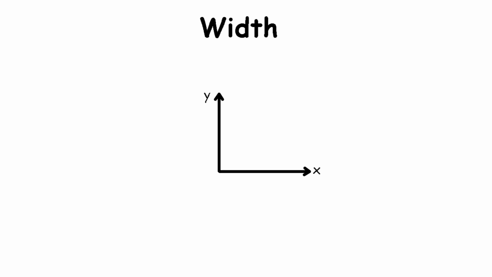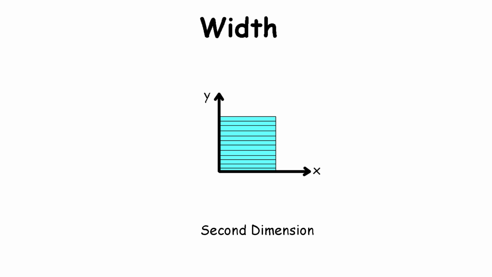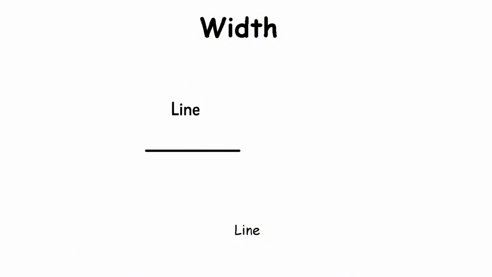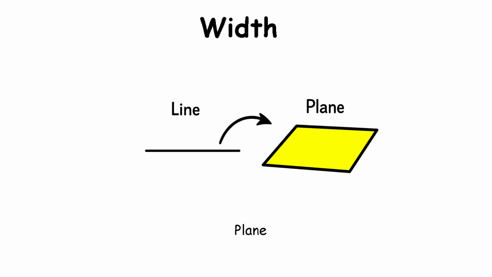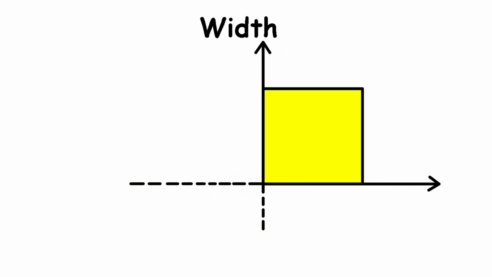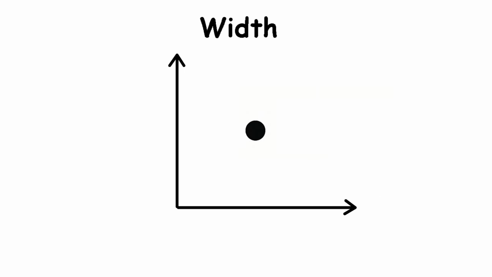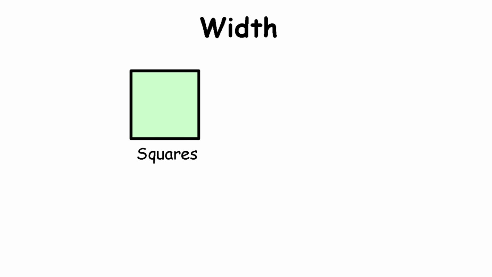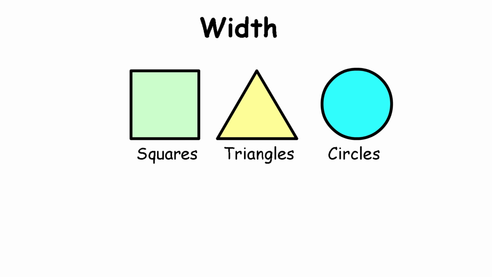Width. When you add width, you get the second dimension. Instead of a line, you now have a plane, a flat surface that extends infinitely in length and width. Every point requires 2 numbers to describe, such as x and y. Shapes like squares, triangles, and circles exist here.